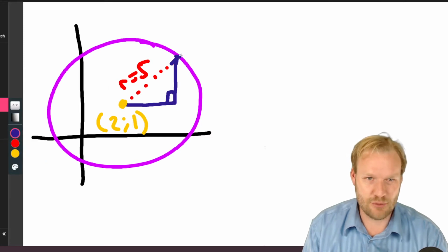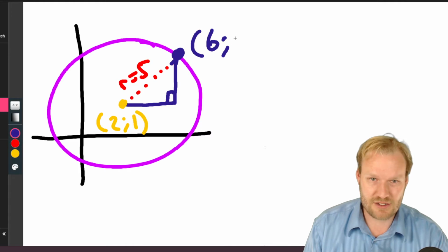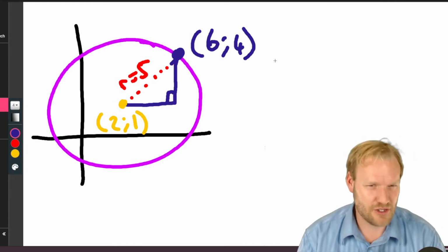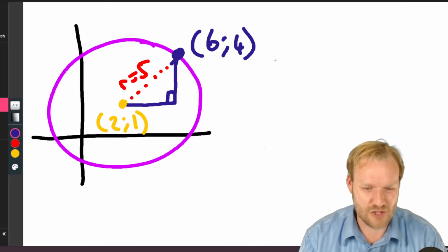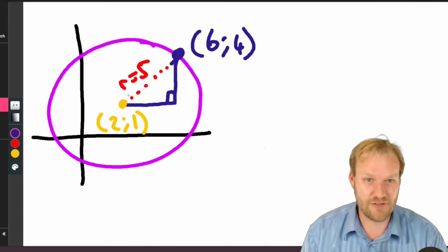Let's say I give you a point on the circle. I'm going to ask you, is this point 6, 4 on the circle? We're just exploring here. It's not perfectly describing it, but this is going to help us get to grips with what's going on. So if it's on the circle, then that squared plus that squared equals 5 squared.